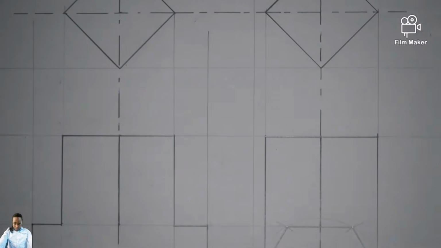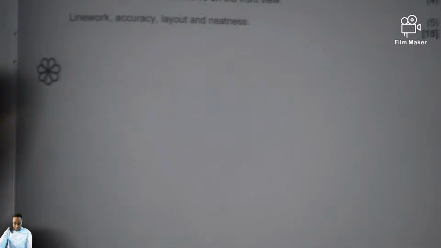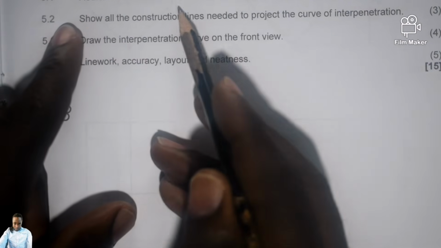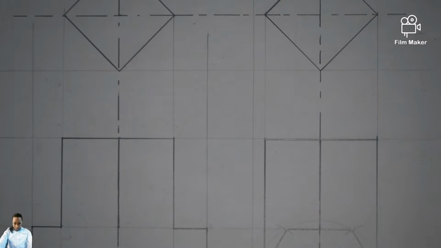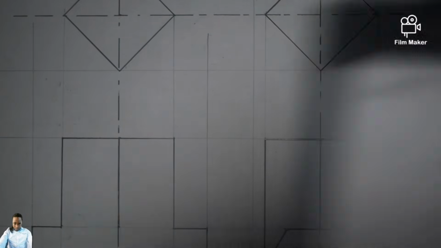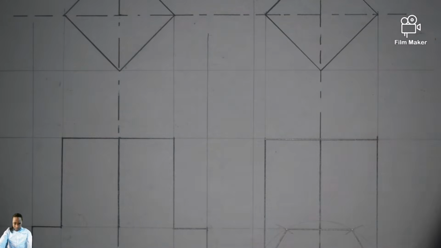So in case you are in the final examination, they say time up. About 3 marks of yours is already yours, because they said redraw the views in that angle orthographic projection using a scale 1:1, and it was paying 3 marks. So 3 out of 15 is already in your pocket. You understand? So now let's start to draw.